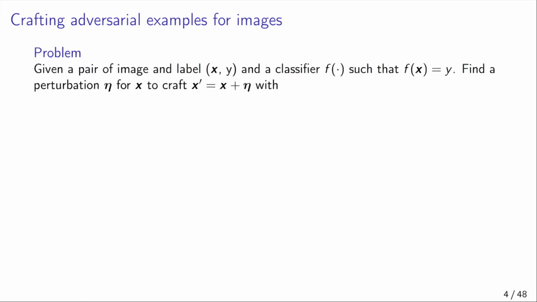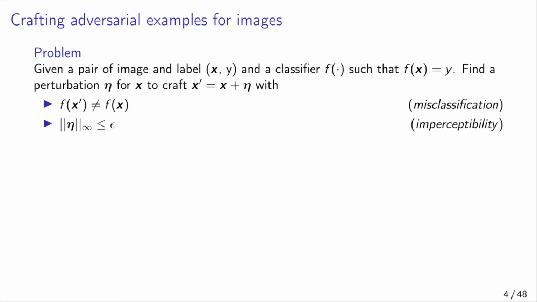To give a quick overview, how can we craft adversarial examples for images? We have a pair of an image and a label, X and Y, and a classifier F that correctly classifies X as Y. Then an adversarial attack would be about finding a perturbation eta for X to craft an X prime that is just X plus this eta, satisfying a set of certain constraints, or desiderata. The first one is that the perturbed image should be misclassified. So the class label of the perturbed image should be different from that of the original one.